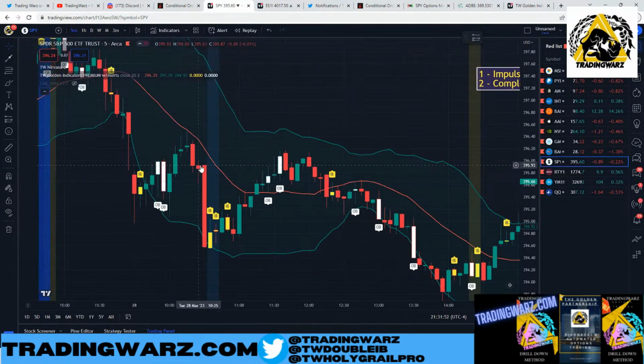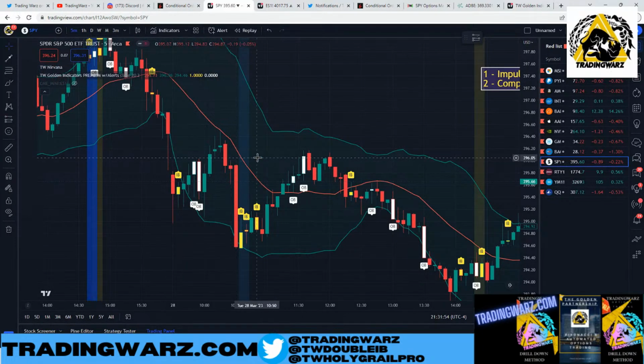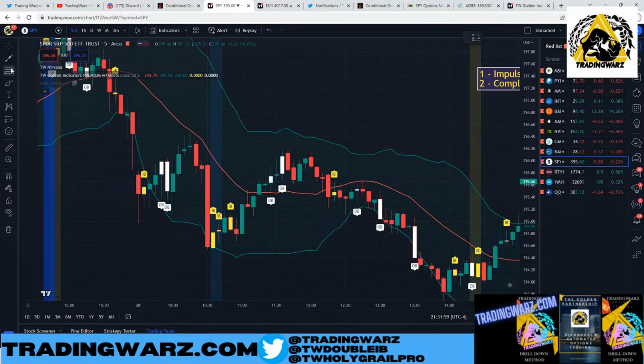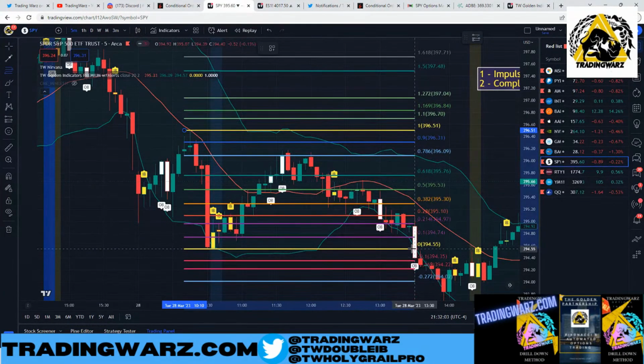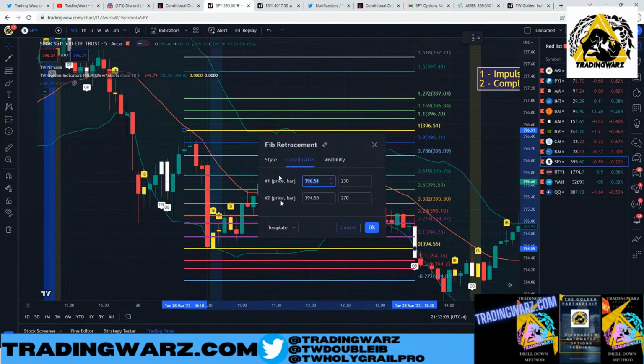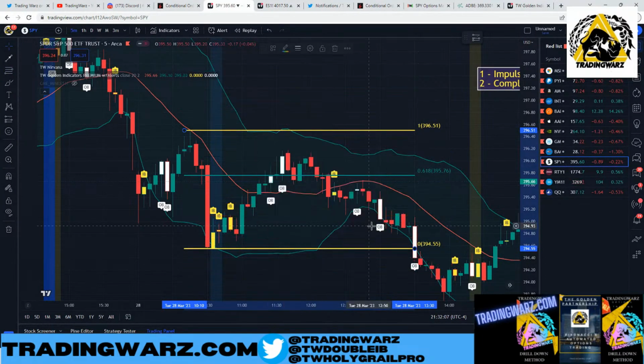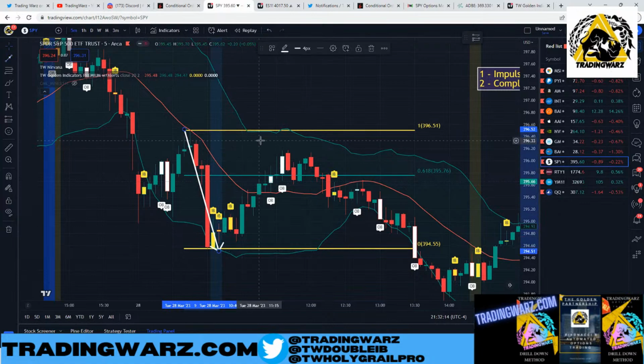Anytime we have that type of move, what I'm looking for now is a Fibonacci pullback. So this is the impulse. I'm going to take my fib now and go from low to high. As a beginner, what I want you to focus on is just the 618. There's our 618 right here. Here's our high, here's our low.